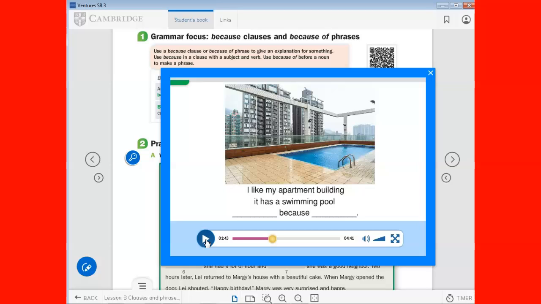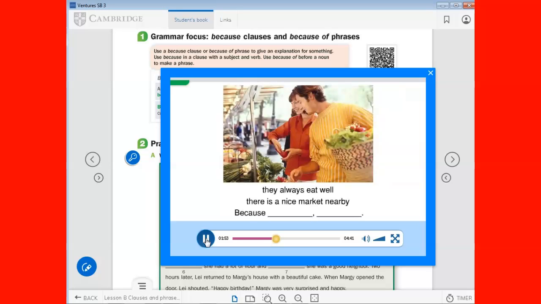You want to try to make a new sentence out of that? Really, you just say the first part, put because in there, and then put the second part on. You want to try to make a sentence? Can you read it? Because. Good. Yeah. I like my apartment building because it has a swimming pool. Good. They always eat well. There is a nice market nearby.